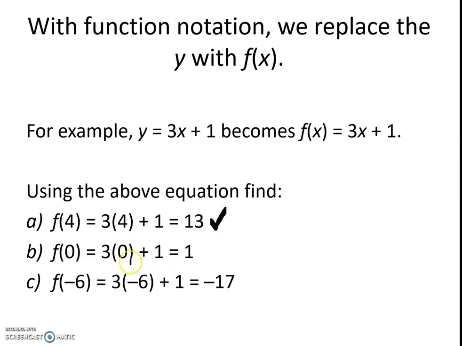F at 0, again, we're just plugging 0 in our equation. 3 times 0 is 0, plus 1 is just 1. F at -6, again, we're plugging -6 in our equation. 3 times -6 is -18, plus 1 leaves us -17.